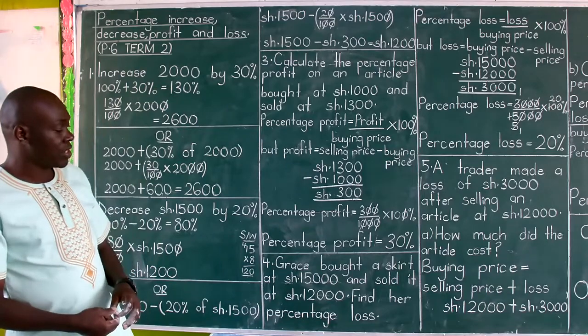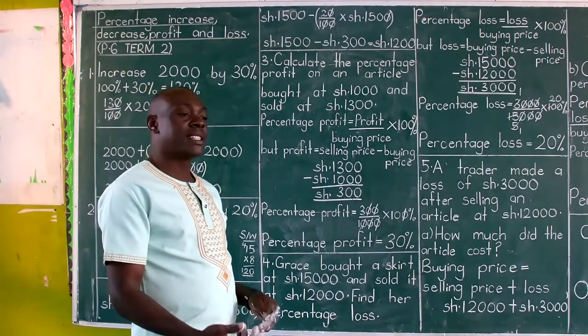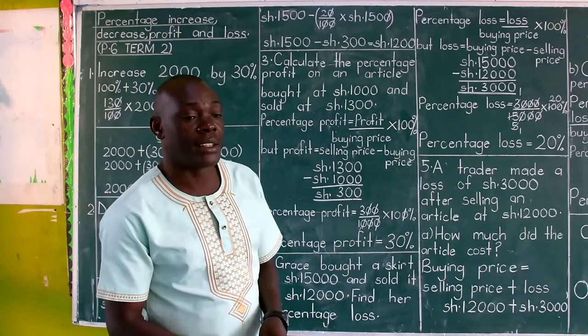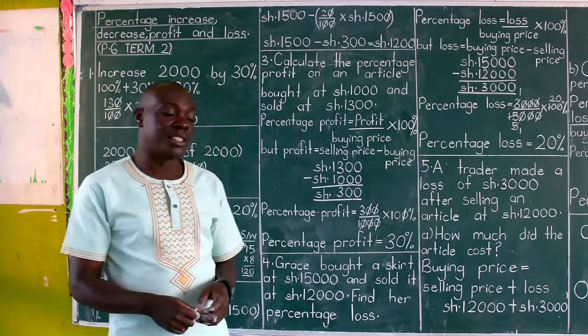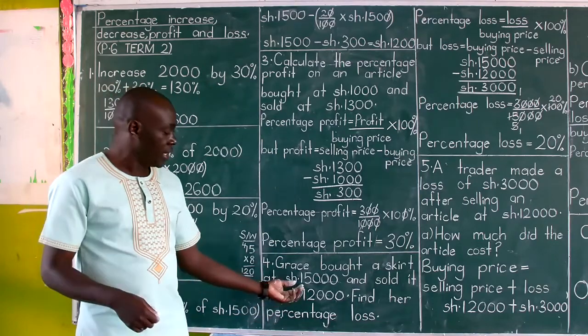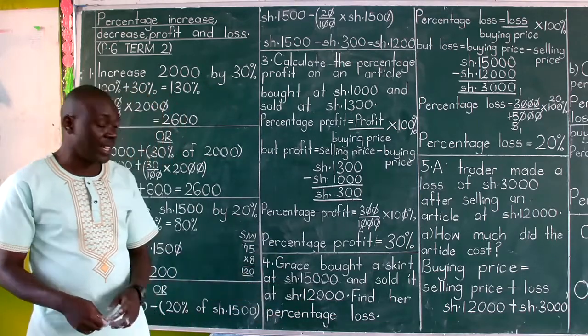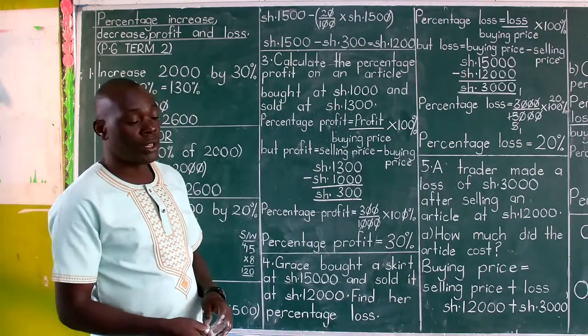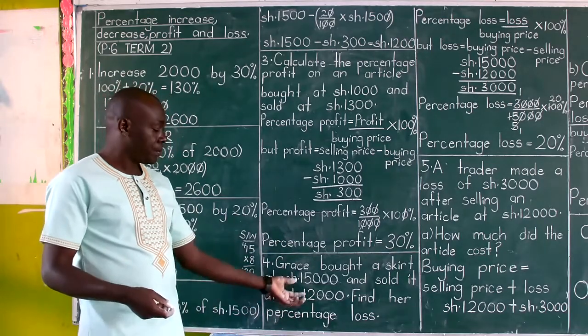When does a loss arise? When one buys a commodity, like a skirt here, at a high amount and sells it at a lessened amount. Like you see Grace buying at 15,000 shillings and selling at 12,000 shillings. So that's the situation that leads to a loss. So never do this, please.